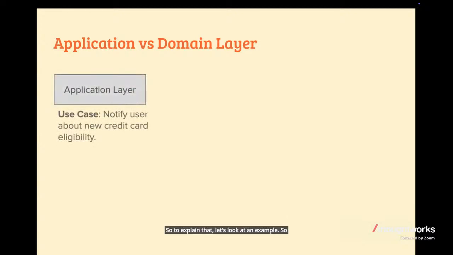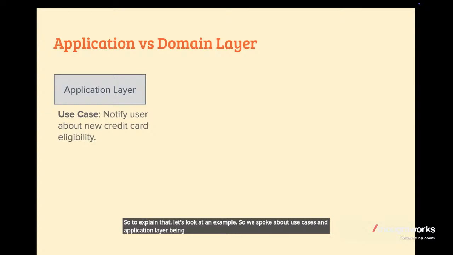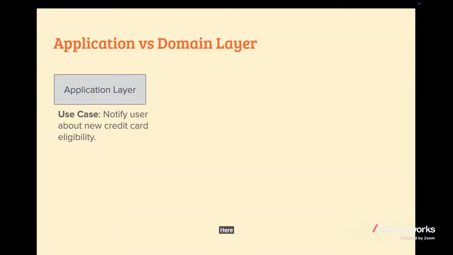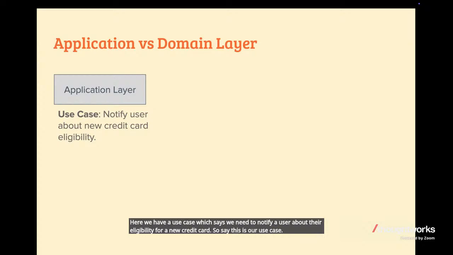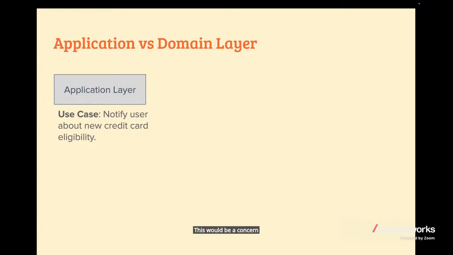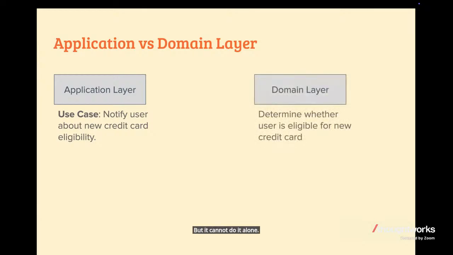We spoke about use cases and the application layer being responsible for orchestrating use cases. Here we have a use case which says we need to notify a user about their eligibility for a new credit card. This would be a concern which the application layer would manage, but it cannot do it alone. In order to fulfill that use case, it has to depend on the domain layer to first determine whether the user is eligible for the new credit card or not. So that logic would be in the domain layer.